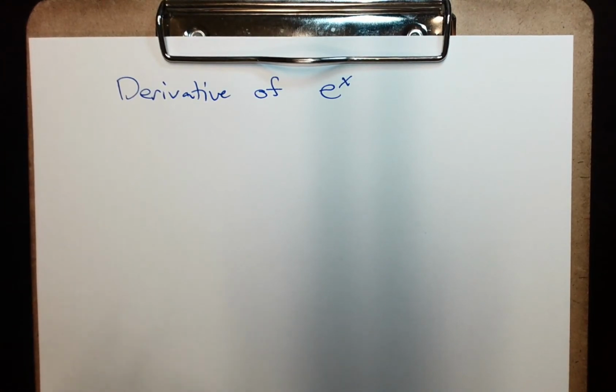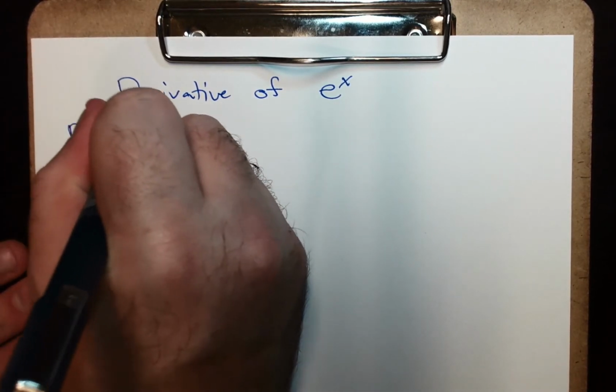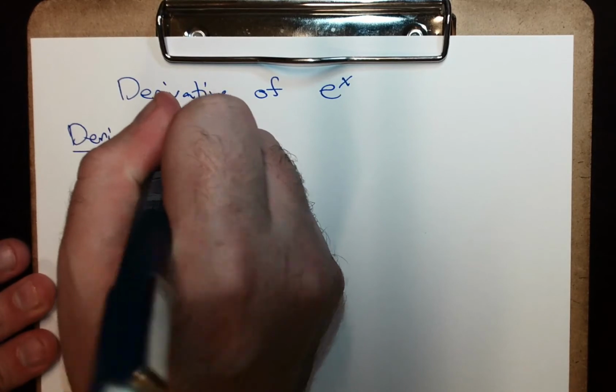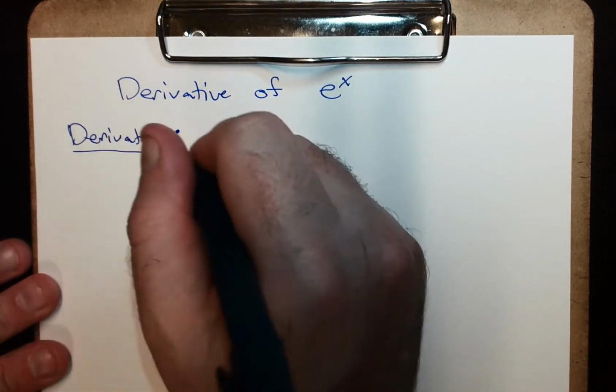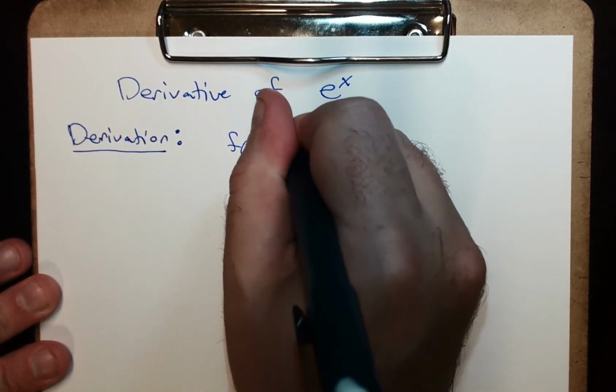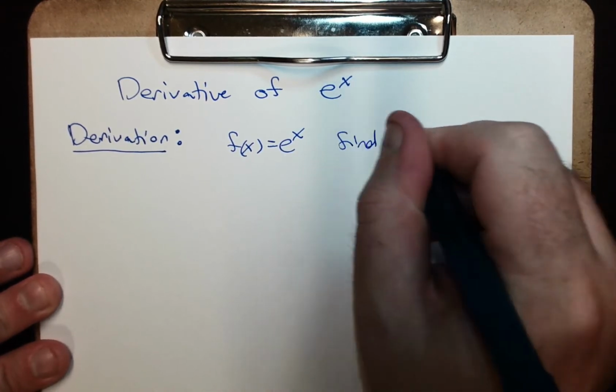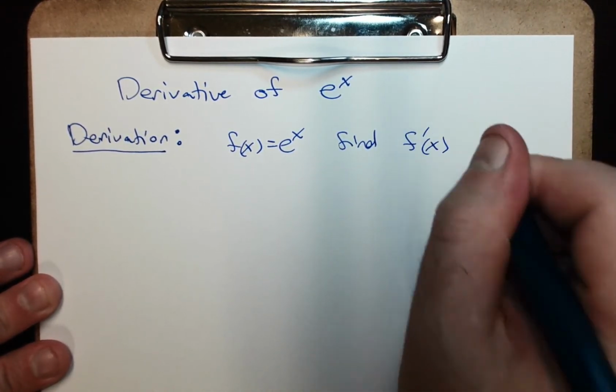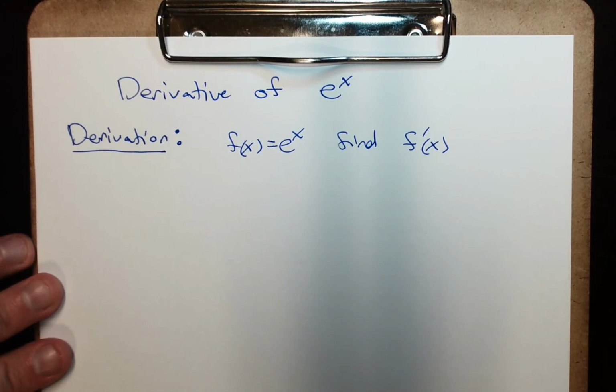All right. So let's look at the derivative of e to the x. That's what we want to start with. Okay, now here's the thing. If I want to do the derivative of e to the x, and I don't know what the derivative of e to the x is at all, then we can do this.